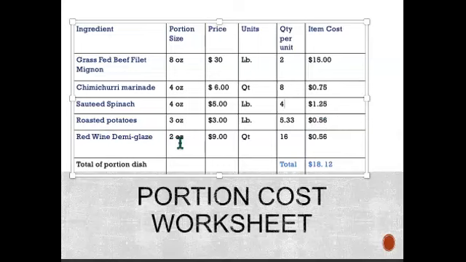Red wine demi-glace, same thing. 2 ounces is all I need for the plate, and I pay $9 a quart. In 1 quart, I'm going to get 16 portions, and that costs me 56 cents. After I get the cost of each component of the plate, I add that up, and the total cost for that plate is going to be $18.12.